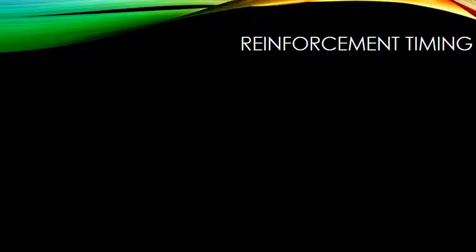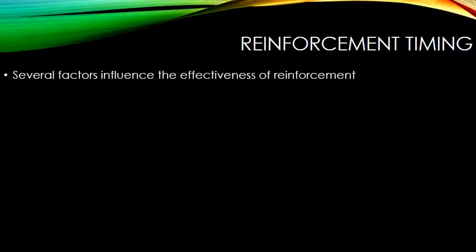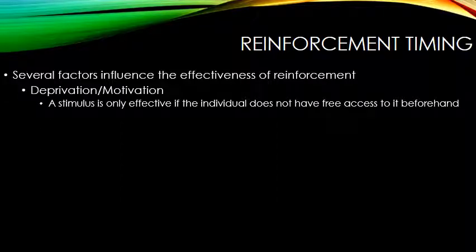Before we discuss how to determine what preferred items are, let's talk about reinforcer effectiveness. There are several factors that will influence the effectiveness of reinforcement. The first, as we just mentioned, is deprivation or motivation. Deprivation means that a stimulus or an item or something of interest to the individual has not been in their possession. They have been deprived of it or not had access to it.